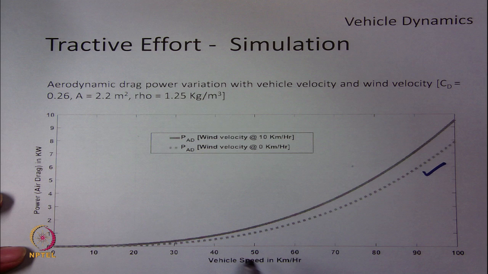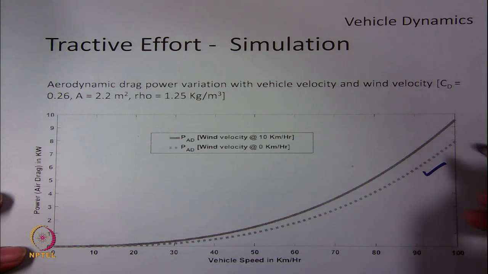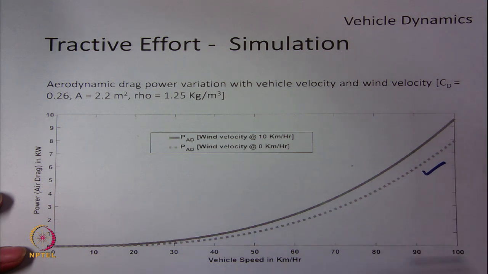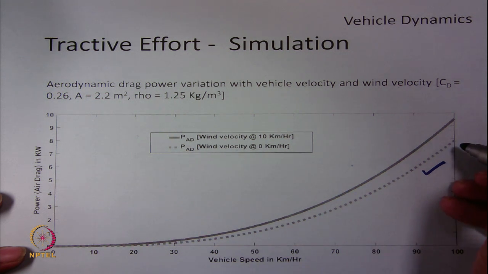So, let us say at 50 km per hour the power required is around 1 kilowatt, while when the vehicle is operating at 100 km per hour the requirement of power is 8 kilowatt. So, just by doubling the speed from 50 km per hour to 100 km per hour, the power required changes from 1 kilowatt to almost 8 kilowatt. So, this is a huge variation.